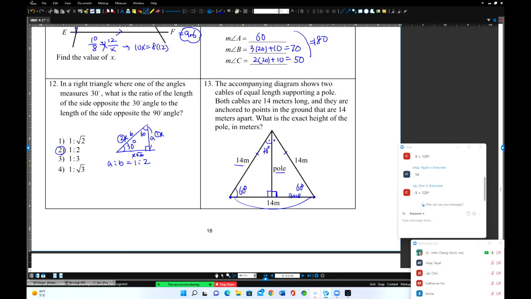If this is 14, adjacent to the 60, half of this is 7, because the altitude bisects the opposite side. This pole is how much? Root 3 times 7, right? So 7 root 3 is the length of this pole. 7 root 3 is the answer.